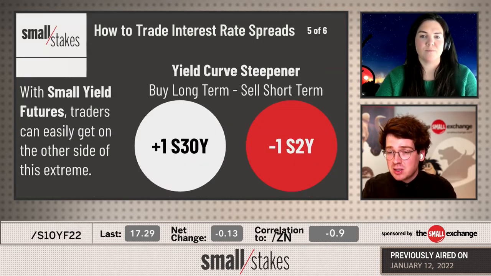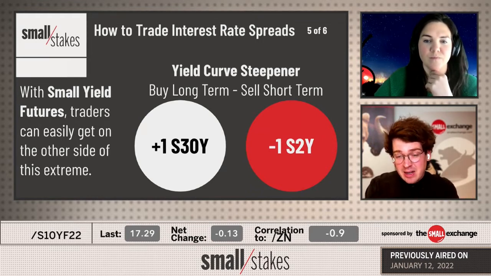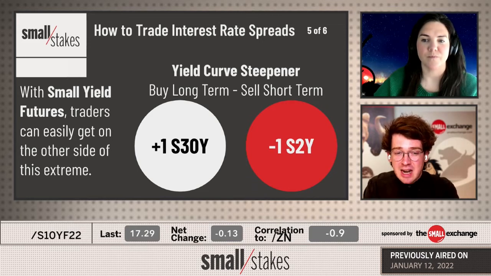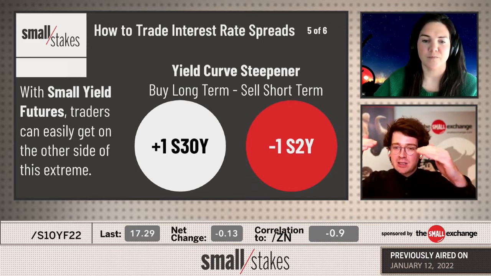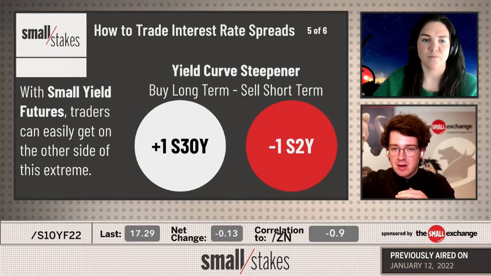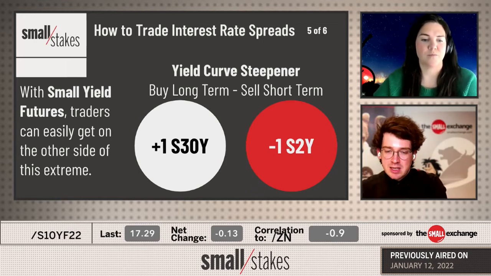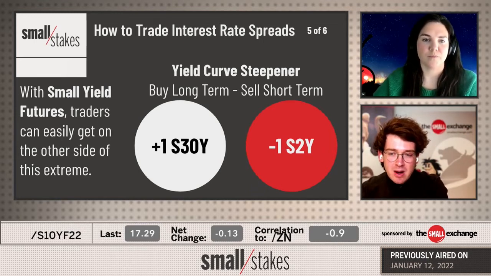And because now it's very simple with these products and also cheap with these products. It's only going to cost you to trade each of them individually a couple $100. So pitting them against each other, I think we can get this one done for under $1,000 when we're looking at what's called a yield curve steepener. The market has flattened, and now we're looking for it to steepen, those yields to kind of separate. And it's as simple as buying the long term, selling the short term. In this case, we're looking at buying the S30Y and selling the S2Y, and you can get on the other side of that extreme. Exactly.